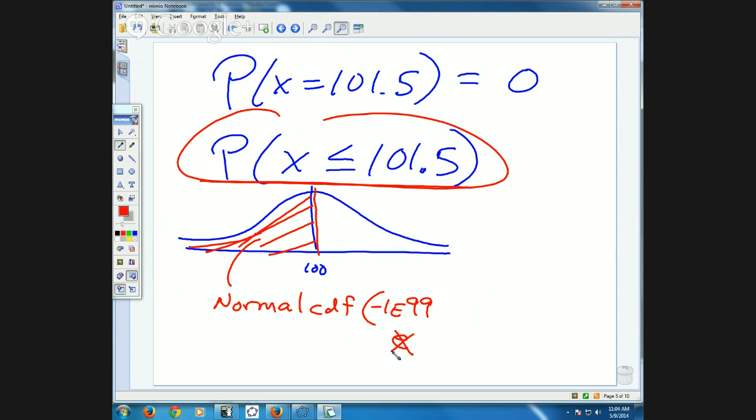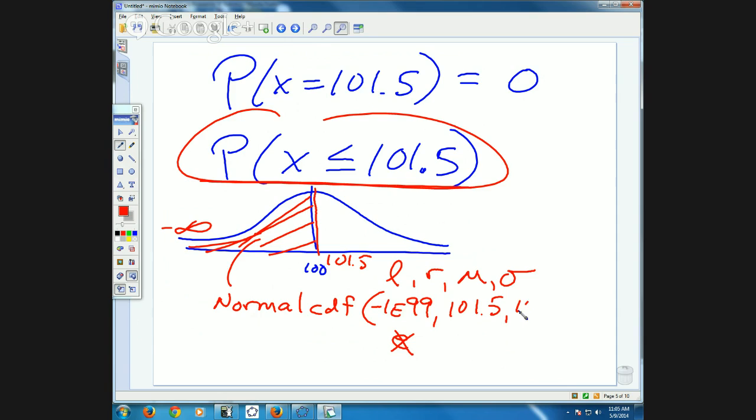So the normal thing always works. What's the left number? What's the right number? My left number is negative infinity, essentially. My right number is 101.5. And then you give it mean, standard deviation. You have always four numbers. Always, always, always four numbers.